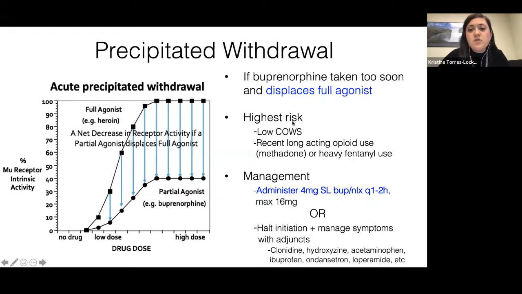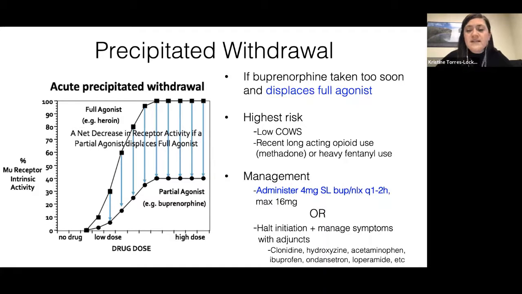So this is most likely to happen if you start with a very low COWS score, like 4, 5, etc. But if you're at 8 or certainly at 10 or 13, the risk of precipitating withdrawal is very low. So the higher the COWS score, the more comfortable you can feel that it's going to be initiated safely. The other high risk group is someone who's on a really long acting opioid like methadone. Methadone hangs out in the system for days and days and days, sometimes weeks after someone stops using it.